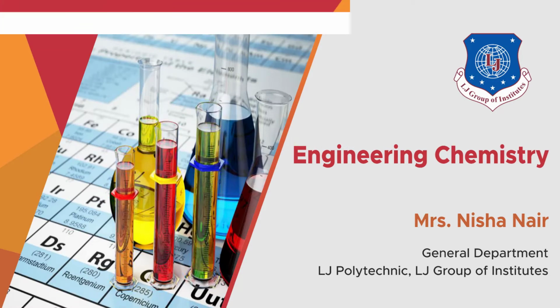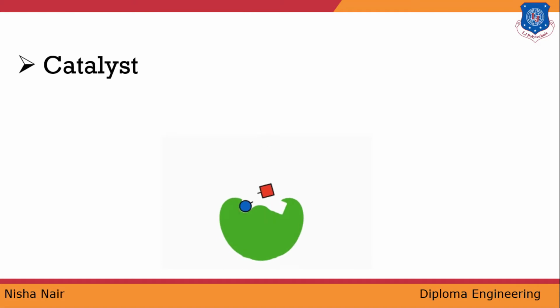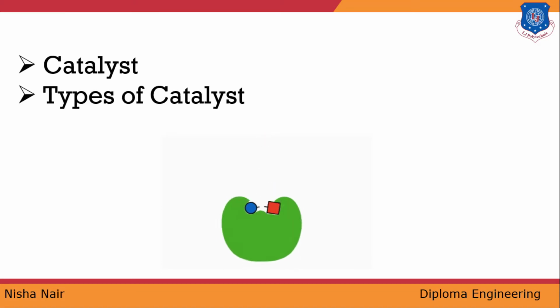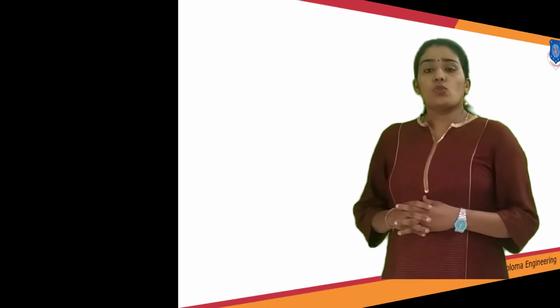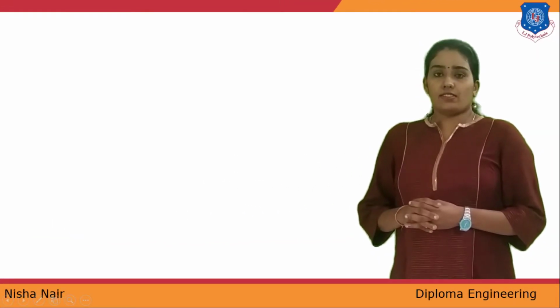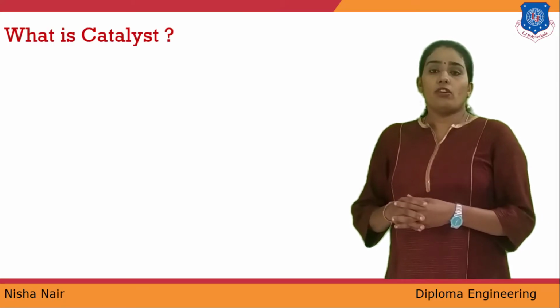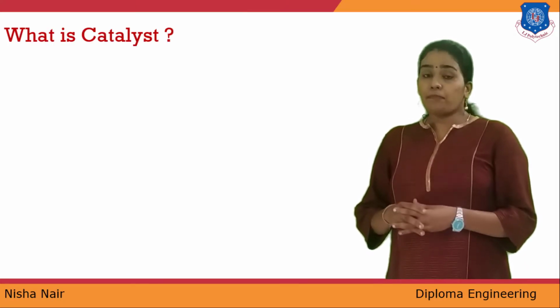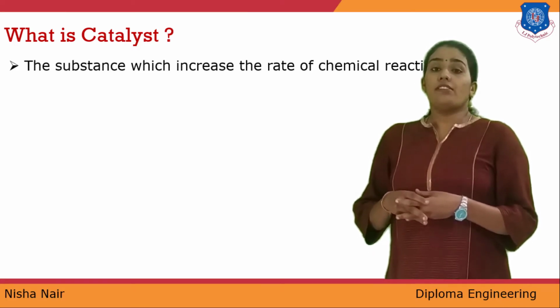In this video, we are going to learn about the topic catalyst, different types of catalyst and applications of catalyst. So, what is catalyst? Catalyst is used to increase the rate of reactions. It is a substance or a molecule which helps to increase the rate of reaction.